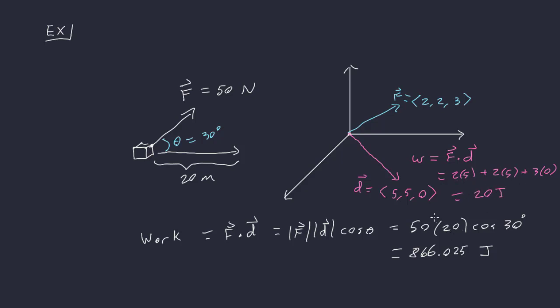But what this is saying is this vector here, we're saying that it's 2 newtons in the x direction, two newtons in the y direction, and 3 newtons in the z direction. And we're moving the object 5 meters in the x direction and 5 meters in the y direction and 0 meters in the z direction. So you'll notice that the force that we're pulling up doesn't really add to the work.